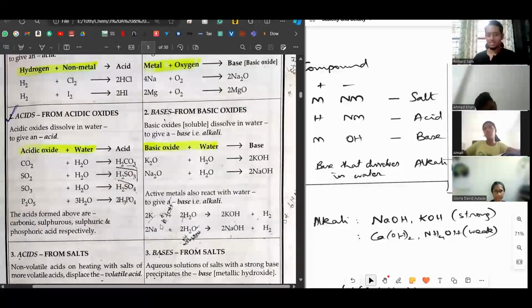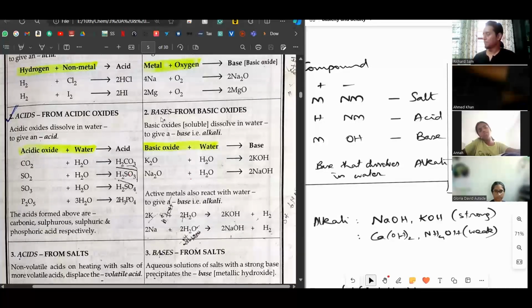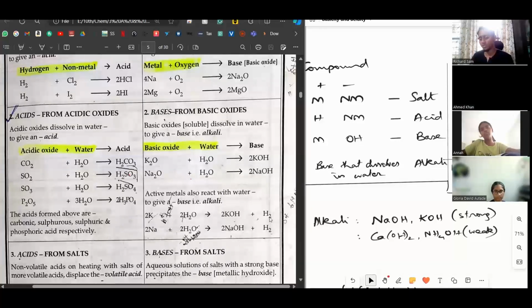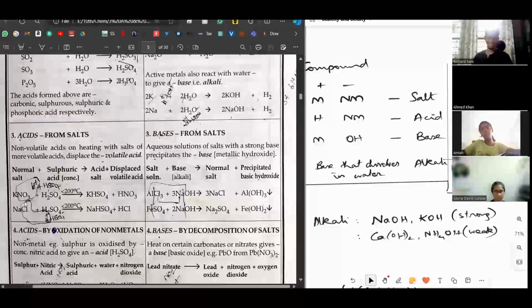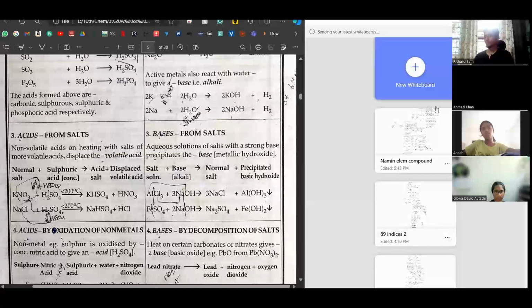Okay, so what we're seeing here is that the highly reactive metals directly react with water to form the base, and hydrogen gas is also evolved. The next reaction is salt plus acid. Now, we have seen these types of double decomposition reactions.